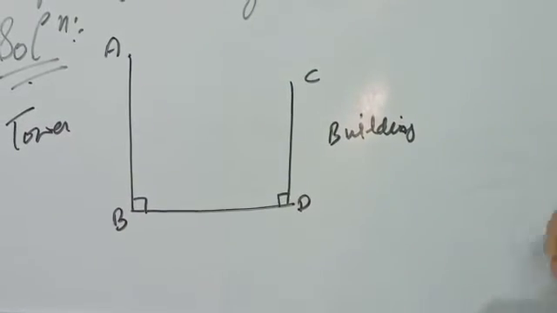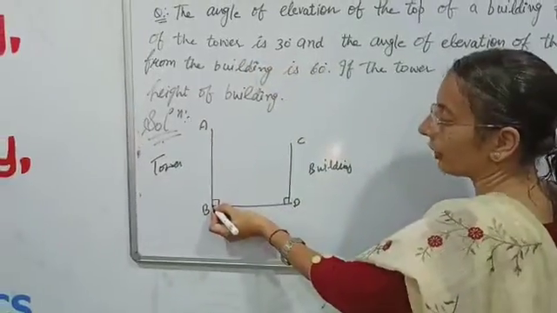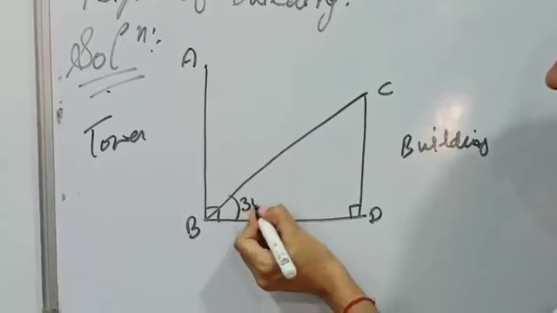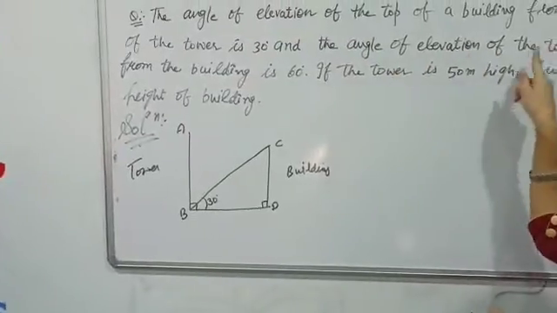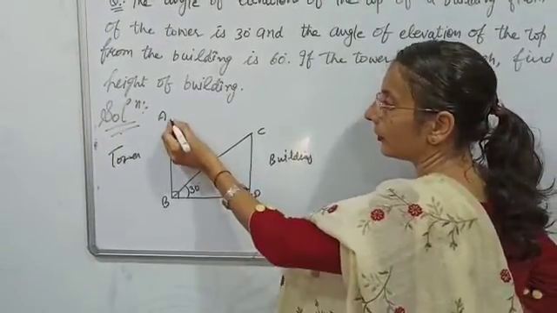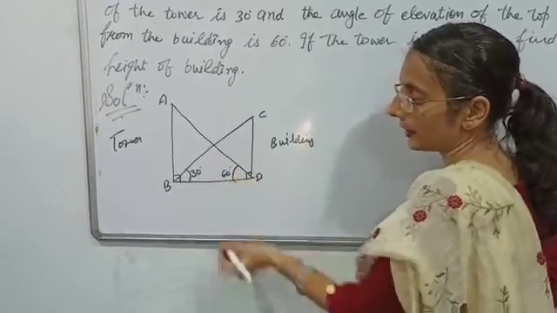So here they are saying, from the foot of the tower to the top of the building, this angle is given as 30 degrees. Then they are saying the angle of elevation of the top of the tower from the foot of the building, this one, is given as 60 degrees. So this angle is 60 degrees.